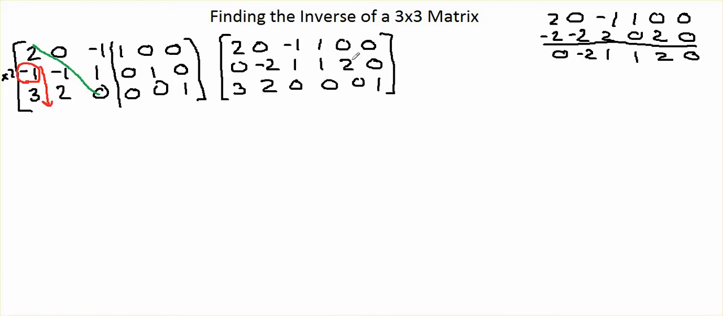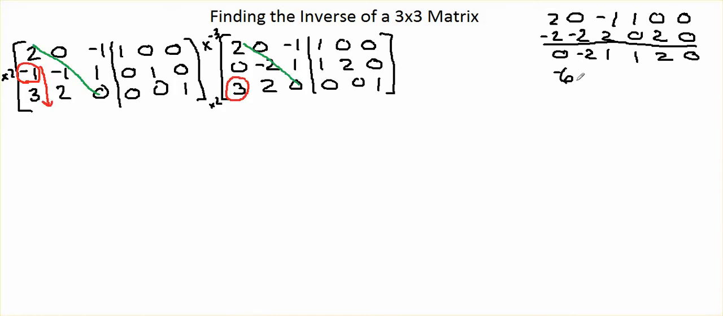Alright, so the next number that we need to get rid of, here's our diagonal. We are using this to zero out all the numbers below. So the next number below our 2 here is the 3. So we need to get rid of that. And how can we get rid of the 3? Well, how about if we multiply this top row by a -3? That'll make that a -6. And if we multiply this bottom row by a 2, that'll make that a 6.